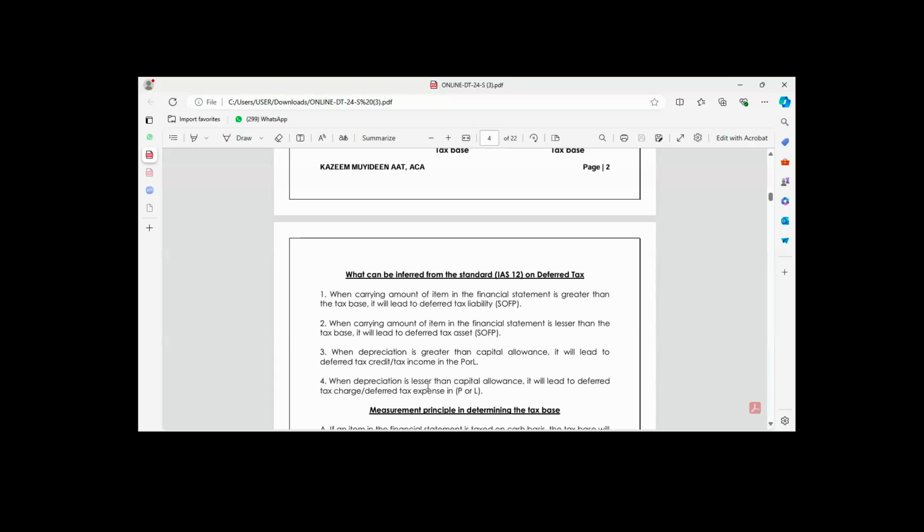Look at it again. When depreciation is lesser, like what we are doing, depreciation is lesser than what? Capital allowance, it will lead to what? Deferred tax charge or deferred tax expense to where? P or L.